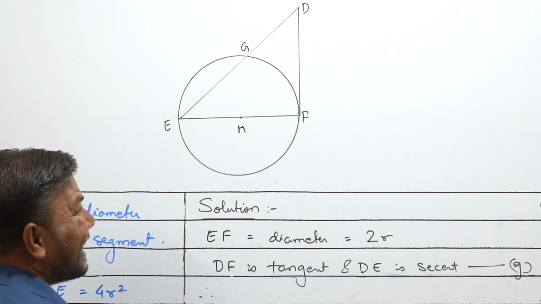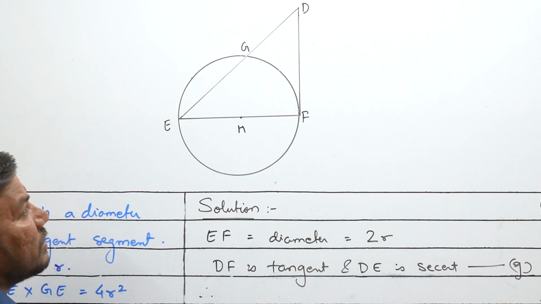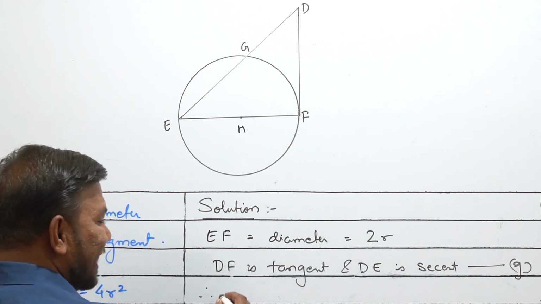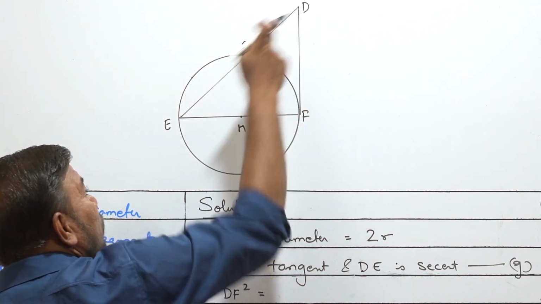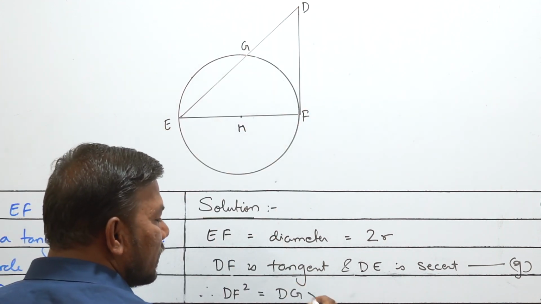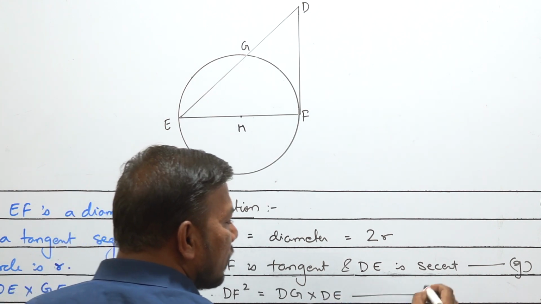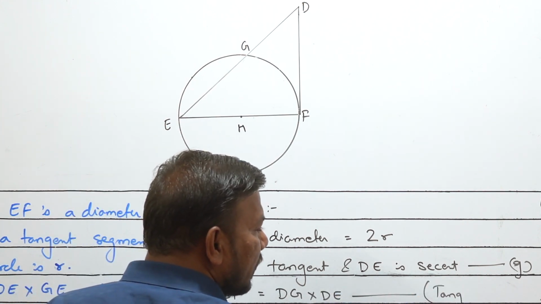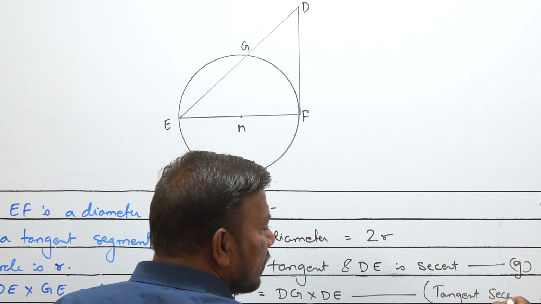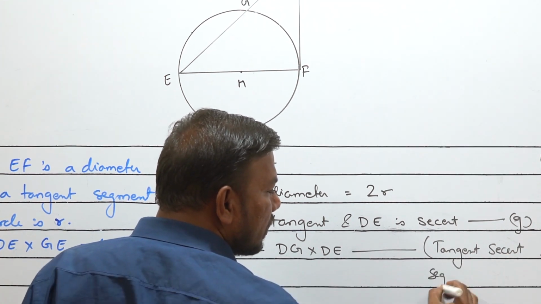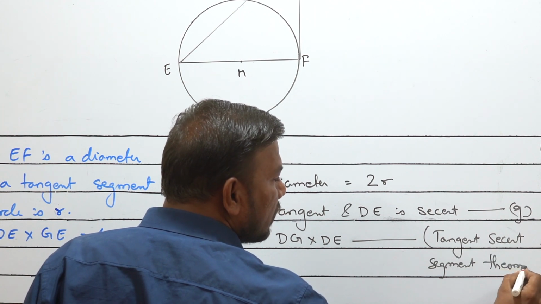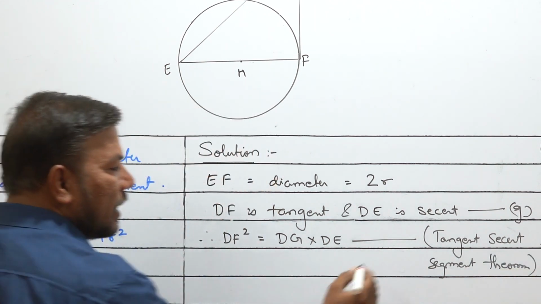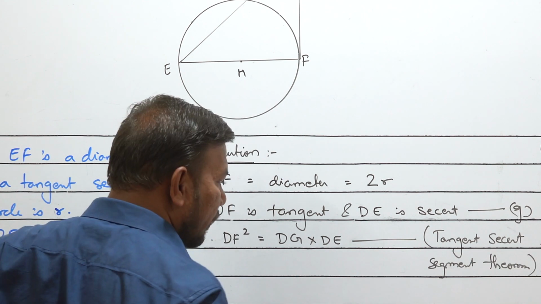So by the tangent secant segment theorem, the tangent square, that is DF square, is equal to DG into DE. DG into DE, that is the tangent secant segment theorem. Fine. I'll give this equation number 1.